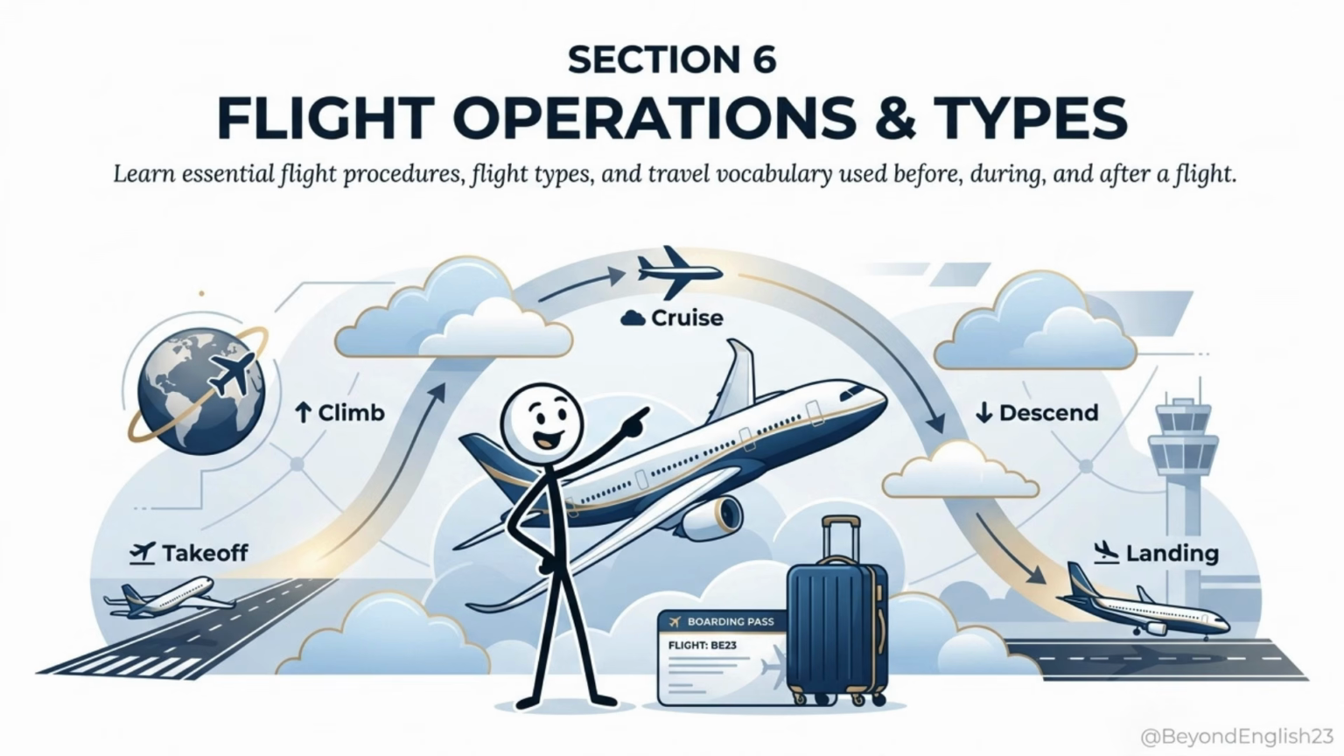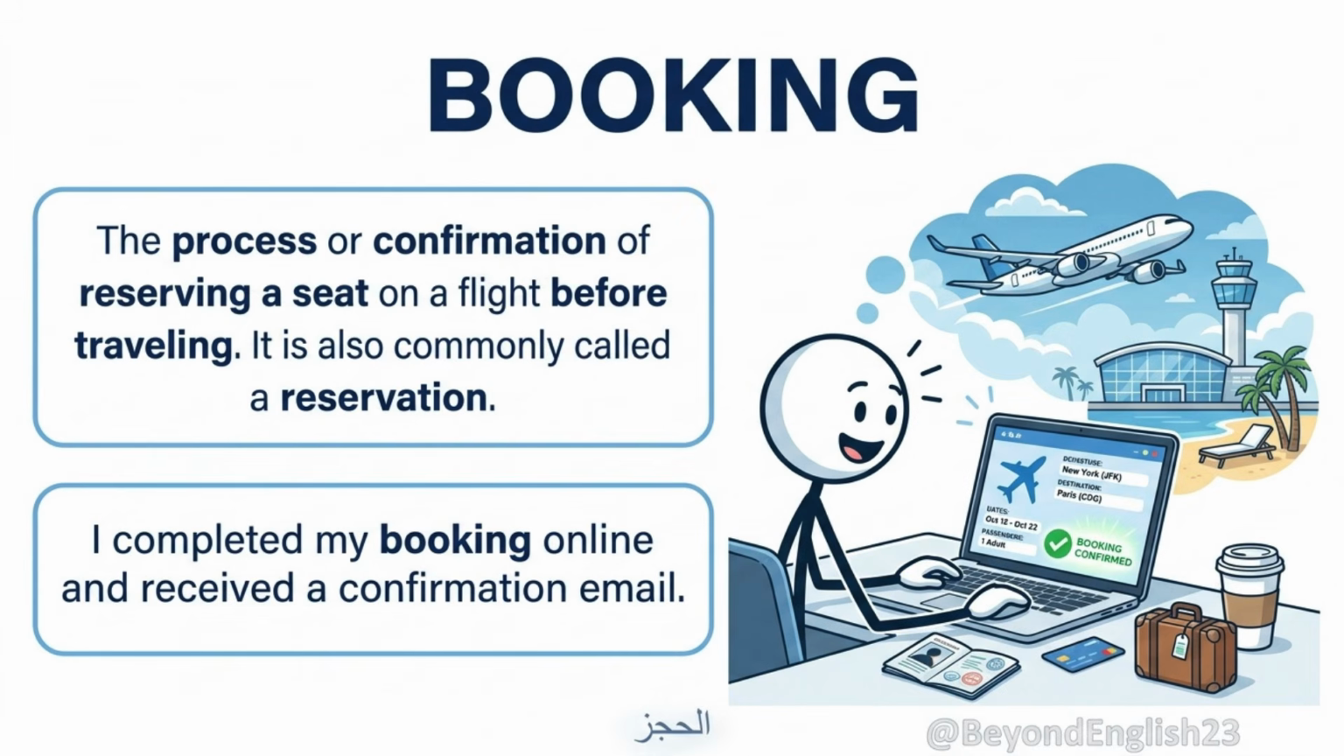Section 6. Flight operations and types. 1. Booking. A booking is when you reserve a seat on a flight before you travel. Example: I made my booking online 3 weeks before my trip.